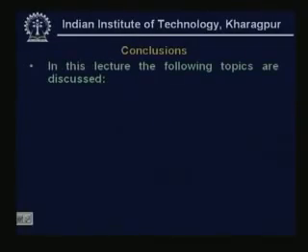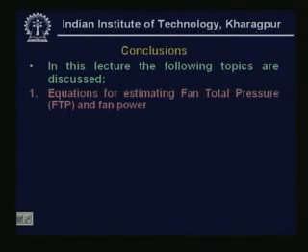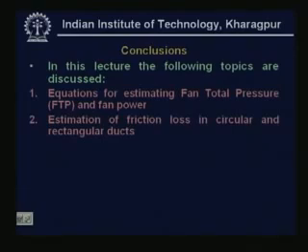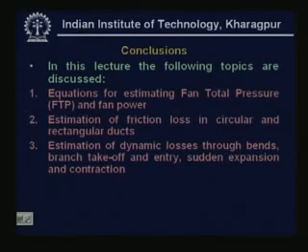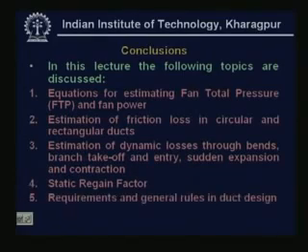At this point I end this lecture, and let me quickly summarize what we have learned in this lesson. We have seen the equations for estimating fan total pressure and fan power, and then we have seen how to estimate friction loss in circular and rectangular duct. Then we have also discussed the estimation of dynamic losses through various fittings and bends, and we have also discussed static regain factor, and finally we have looked at the requirements and general rules to be followed in the design of air conditioning ducts, okay. So in the next lecture I shall discuss various duct design methods, okay. What are the different methods for designing the air conditioning ducts? Thank you.